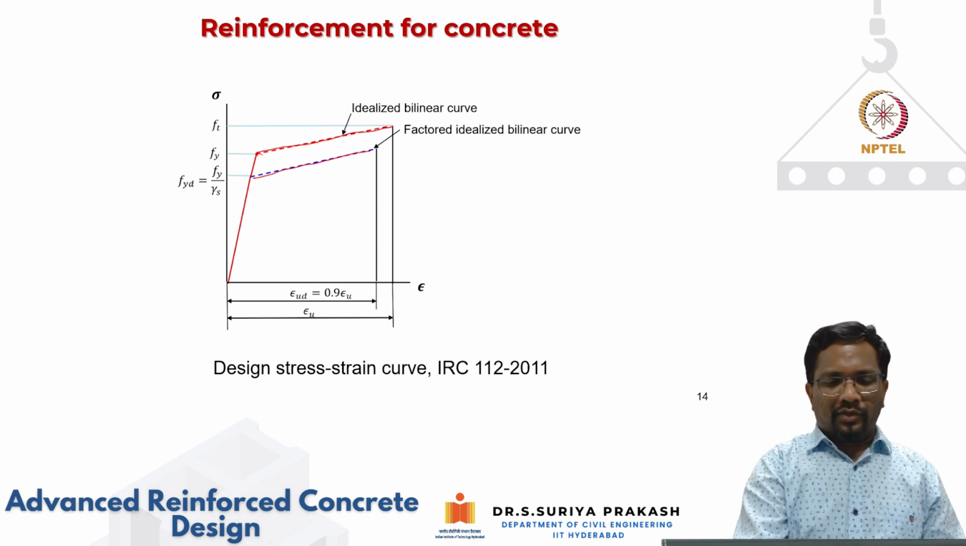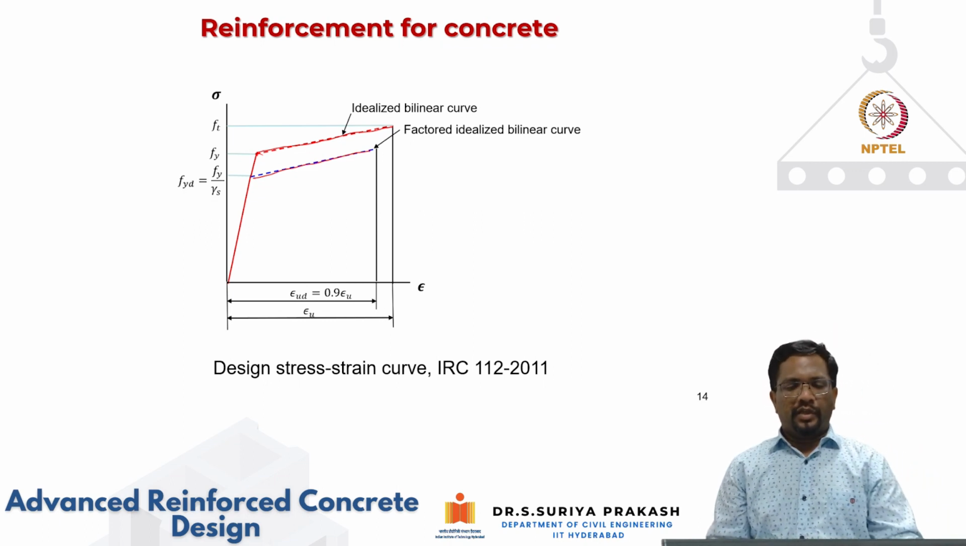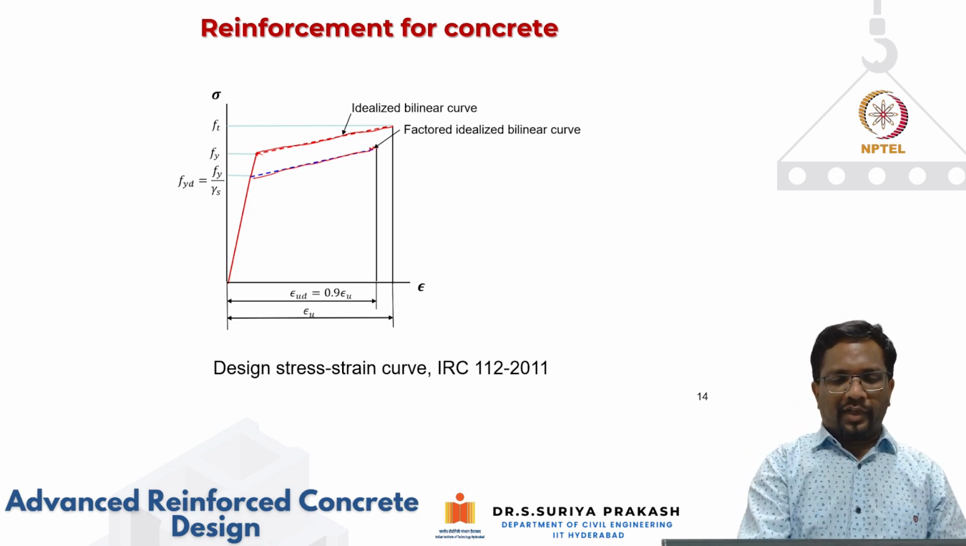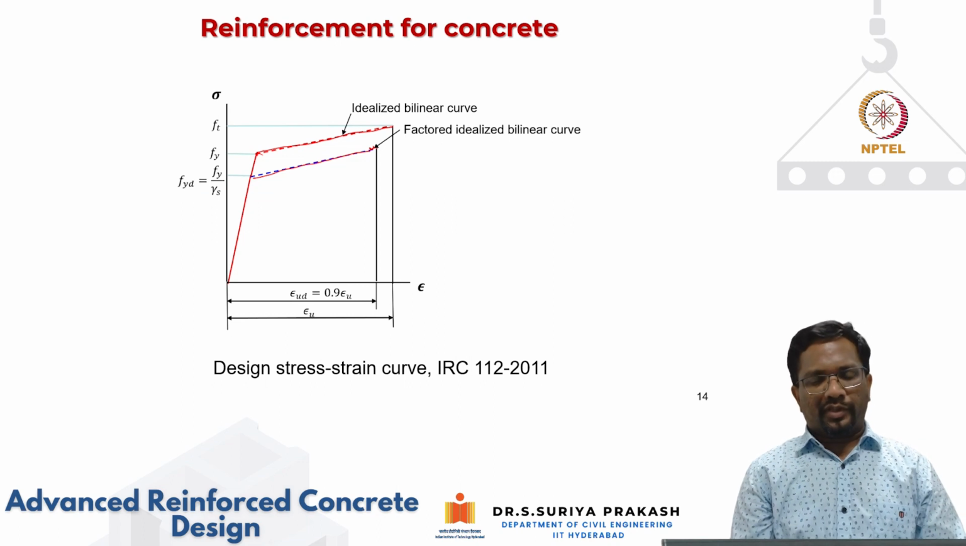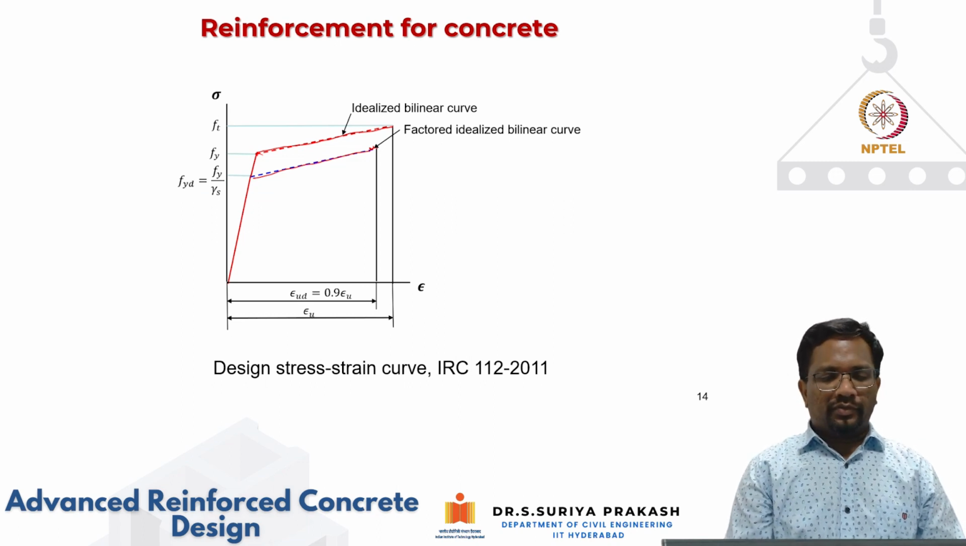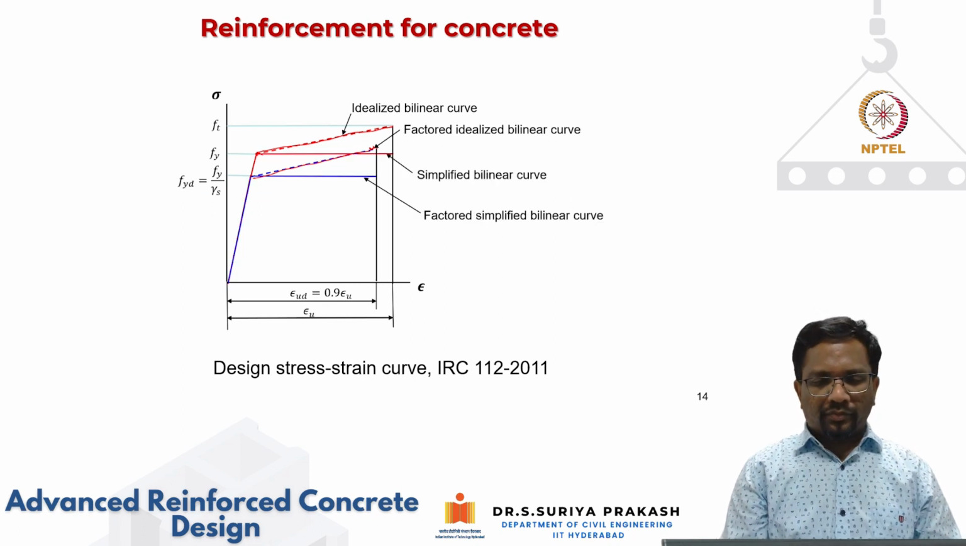It is also satisfying some epsilon u values, the values that are given in the table that we looked at. And for ultimate strain for design, we take a slightly lower value of 90% of your characteristic strain at failure. So that is what we use for design calculations. It's a very simple bilinear curve.